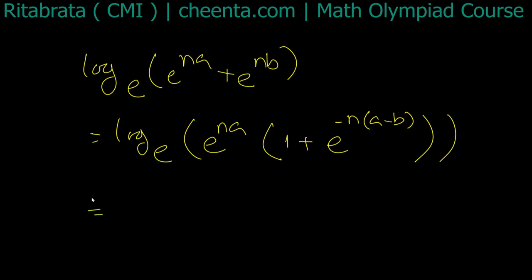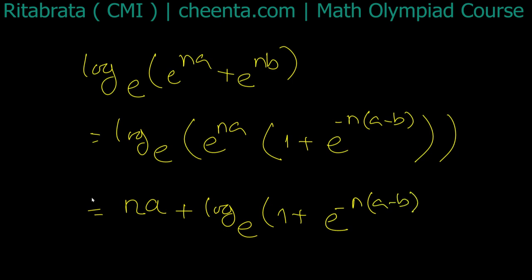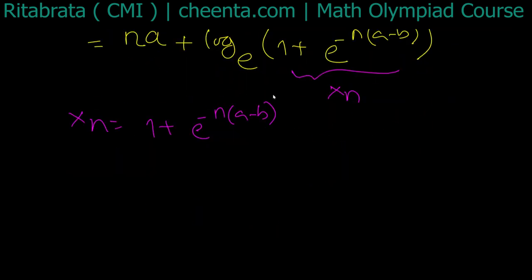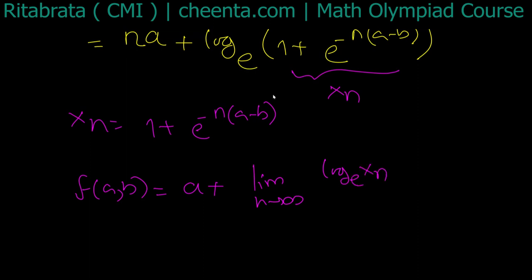So this is log base e of e^(na), that is na times log base e of e, which is 1, plus log base e of (1 plus e^(minus n(a minus b))). Call the sequence xn, that xn equals 1 plus e^(minus n(a minus b)). So my f(a, b) is just the limit as n tends to infinity of na by n, that is a, plus the limit as n tends to infinity of log xn by n.